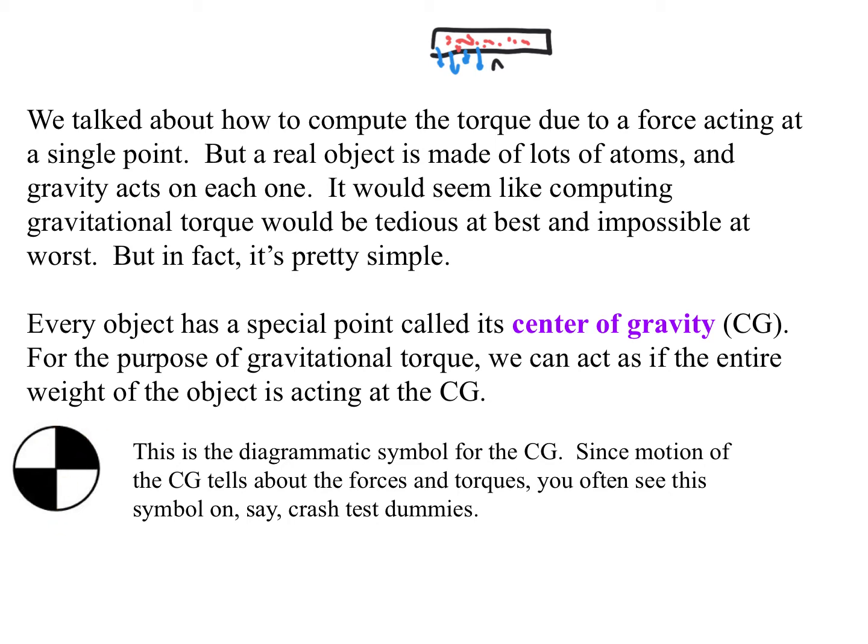This is pretty traditional. Since the motion of the center of gravity tells about the forces and torques, you often see this symbol on, say, crash test dummies. All right, the center of gravity is at the cross here, where these two things cross, and then the checkerboard pattern allows that if it rotates, it's pretty easy to measure that rotation.